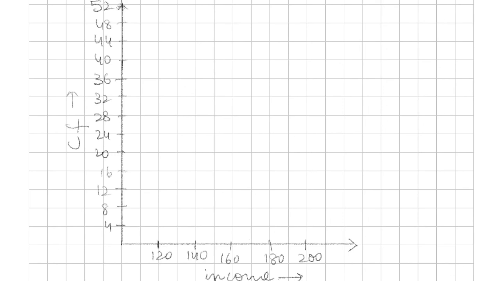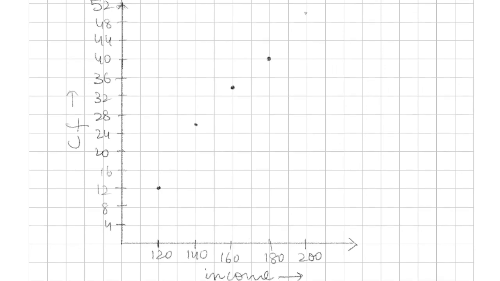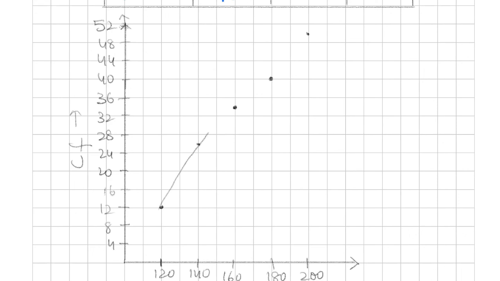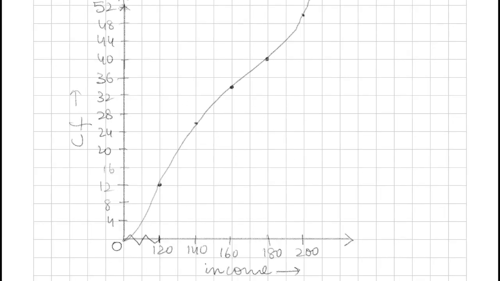Now for 120 it is 12, this point. Then for 140 we have 26, so 26 would be here. Then for 160 we have 34, so 34 would be here. Then for 180 we have 40, and for 200 we have 50 would be here. Now let's join these points with a curve, and we can join it to the origin too. This is the required ogive.